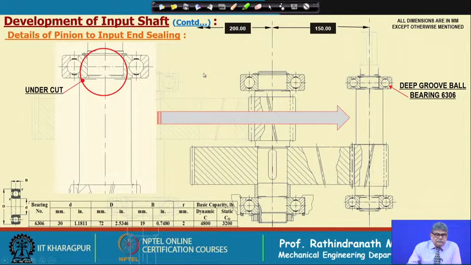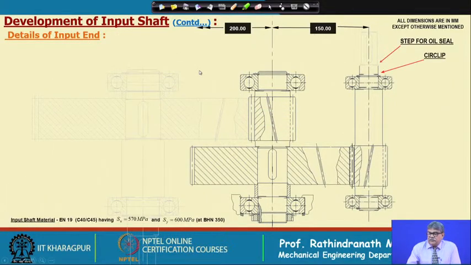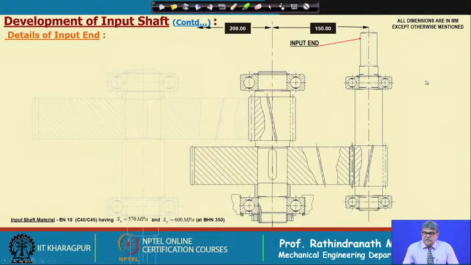Here we find that an undercut is provided for the bearing, and there is also the circlip. Okay. Now, next stage, for the step for oil sealing we are keeping around 12.5 millimeter, about half an inch, and usually an oil seal of 30 diameter will have a thickness of 8 millimeter or so, assuming that, and after that there will be space for the cover material. We have made it like this. And then the shaft diameter is further reduced for the input, that means a coupling to be fixed there.